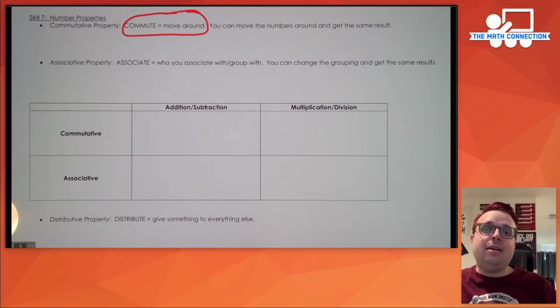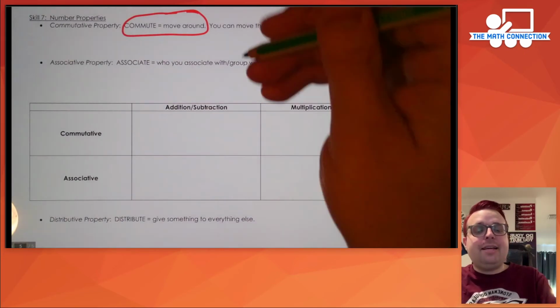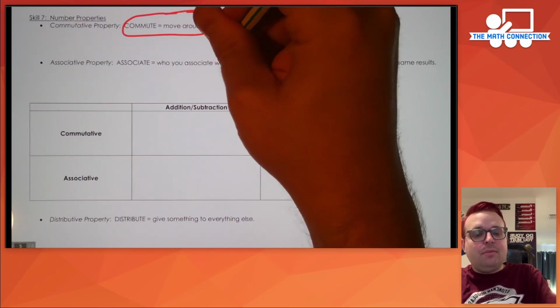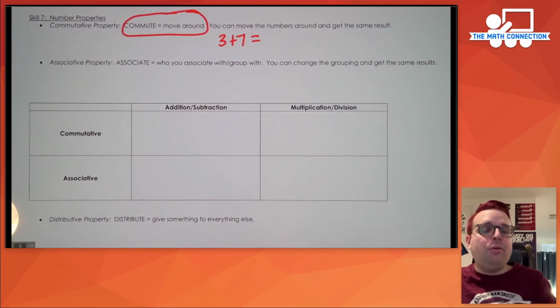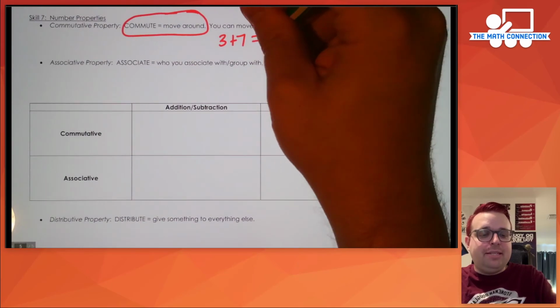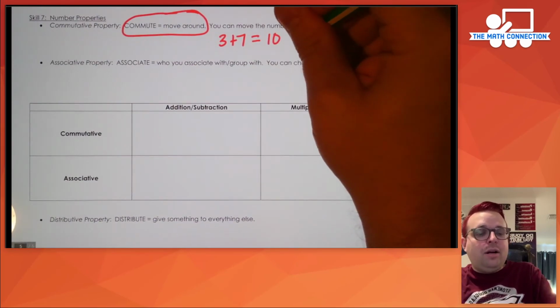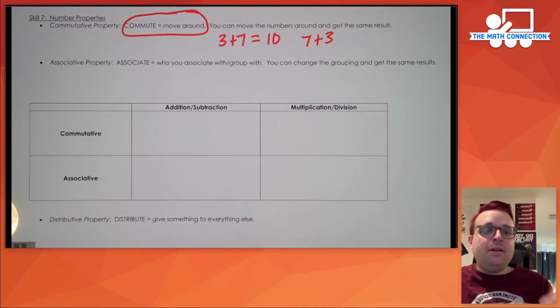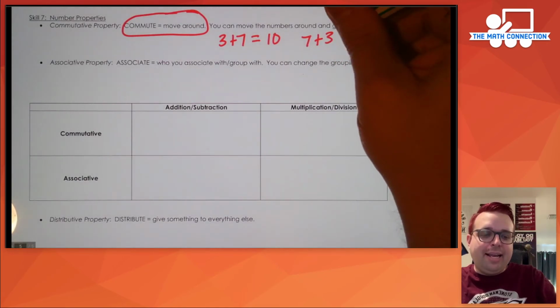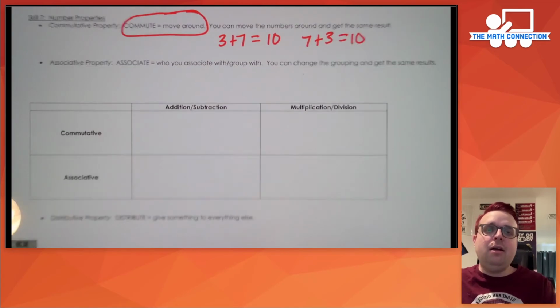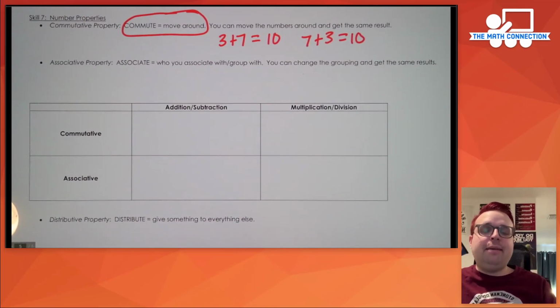What this means is that you can move the numbers around in an operation most of the time and get the same result. So let's say that I were to add 3 plus 7. Well, 3 plus 7 added together gives me 10. And you can also do 7 plus 3, where the 7 and 3 switched places. They just moved around. And guess what? You still get 10. That's the addition commutative property.